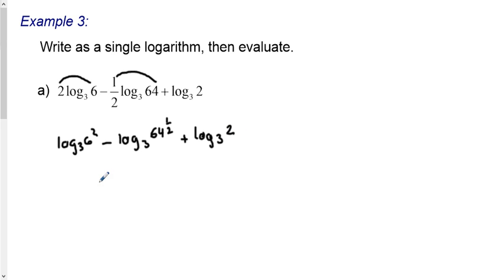Now I know what 6 squared is, so I'm going to do that. I'll say log base 3 of 36. I also know that the 1/2 is the same as the square root. I say log base 3 of the square root of 64, which is 8. To that I'm going to add log base 3 of 2.